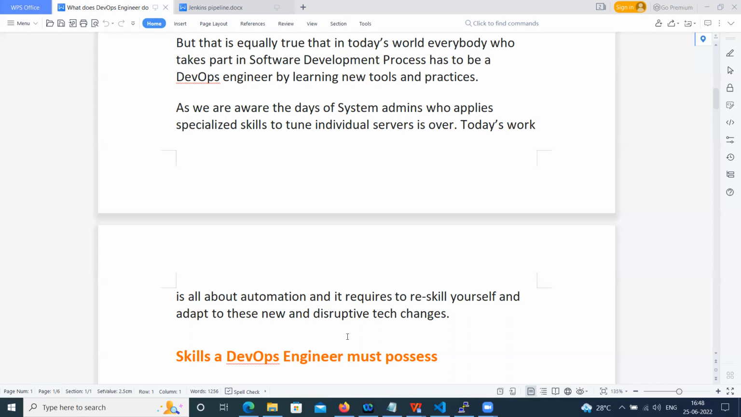So a lot of automation came, not only in the IT industry. Everywhere, in any field, you can see automation is everywhere, and automation can be achieved by the tools.